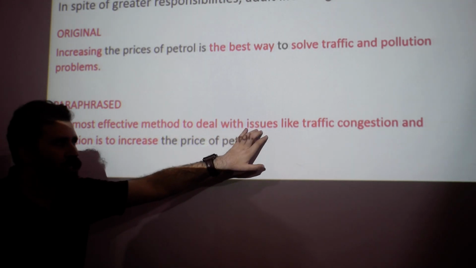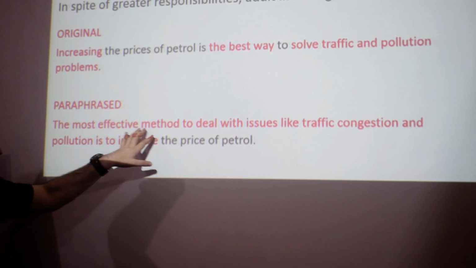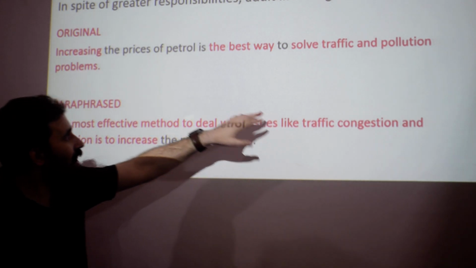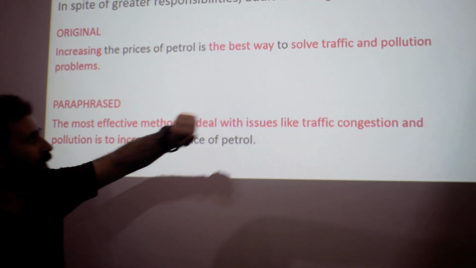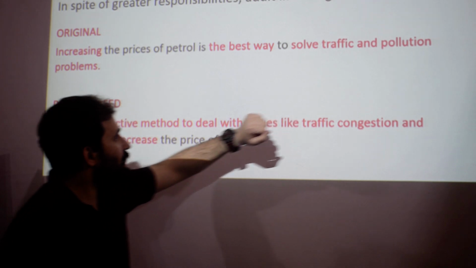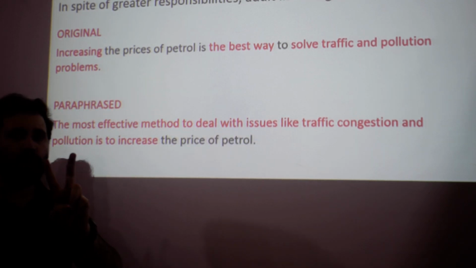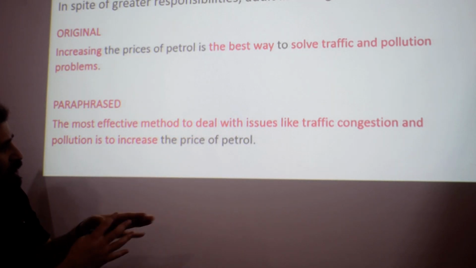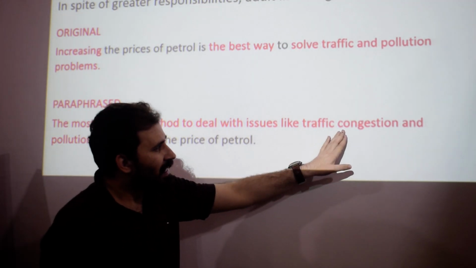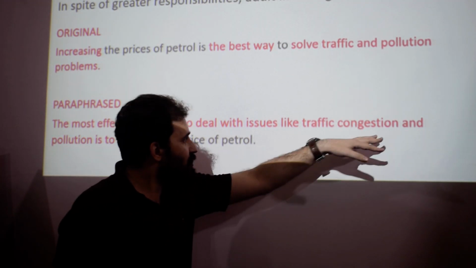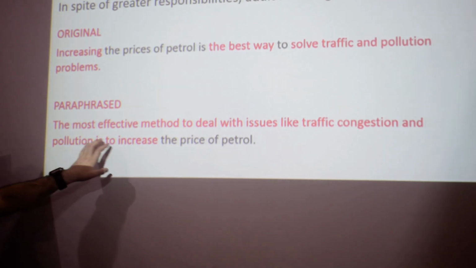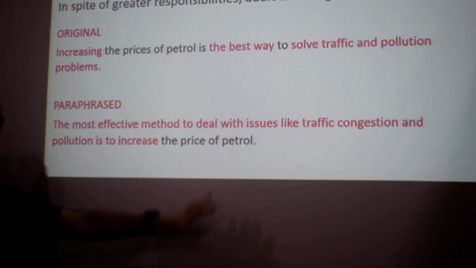to deal with these issues, with issues like what? They have given 2 issues over here. The first one, traffic. The second one, pollution problems. So 2 issues have been given. So how we wrote over here: traffic congestion and pollution is to increase the price of petrol.